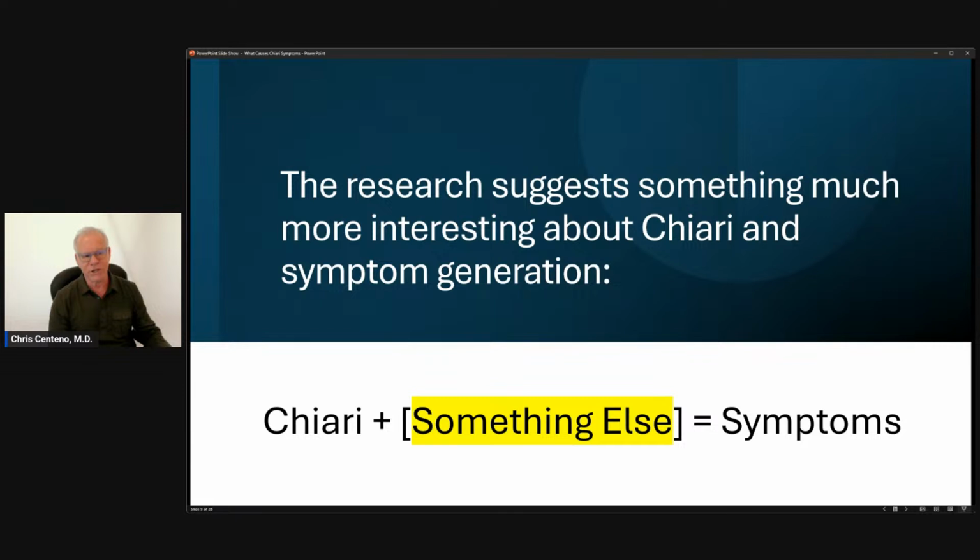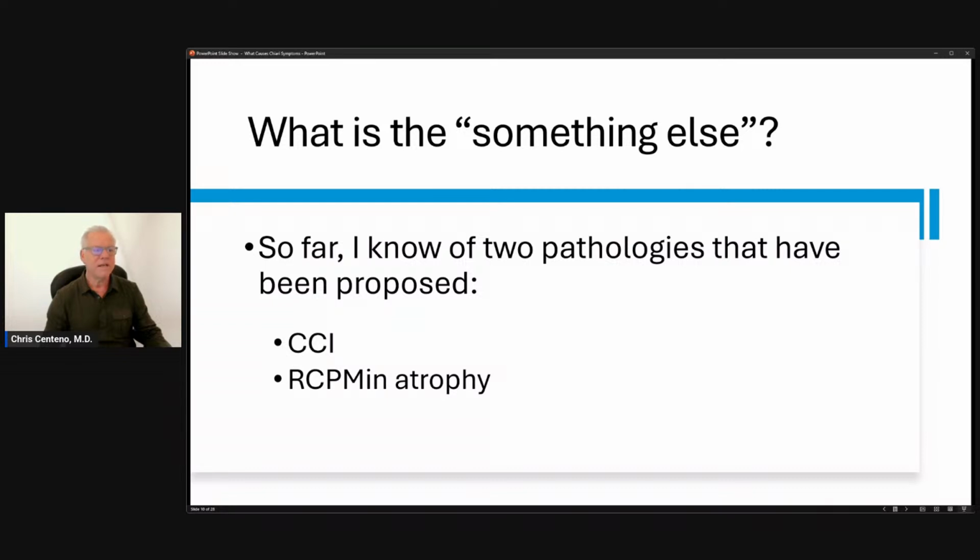So the research suggests something that's much more interesting than just looking at an MRI and seeing Chiari or not, and then claiming that what you're seeing on the MRI is causing the symptoms. The research actually looks something like this: Chiari plus something else equals symptoms. If you don't have the something else, you don't get the symptoms. And so again, I'm going to come back to this a couple times. Chiari plus something else equals symptoms. So what is this something else?